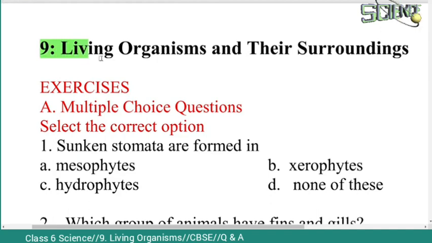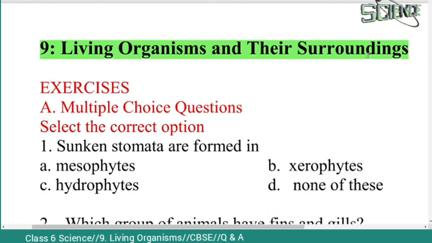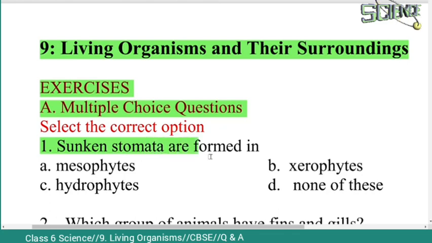Chapter 9, Living Organisms and Their Surroundings. First we will see exercise questions of this chapter. First, multiple choice questions. Here you have to select the correct option. First question, sunken stomata are formed in.